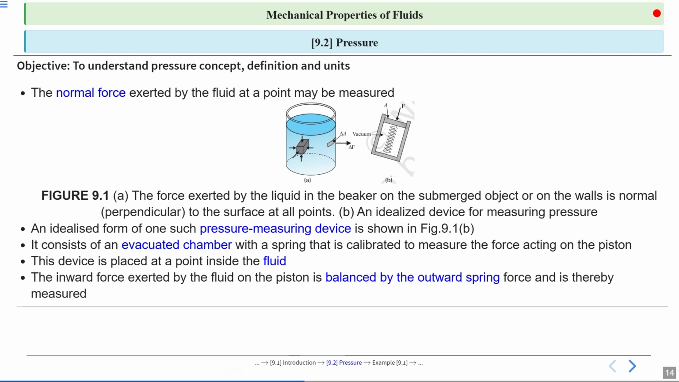The inward force exerted by the fluid on the piston is balanced by the outward spring force. This balance allows us to measure the pressure accurately. Understanding this balance is essential for interpreting pressure readings and applying them in real world scenarios.